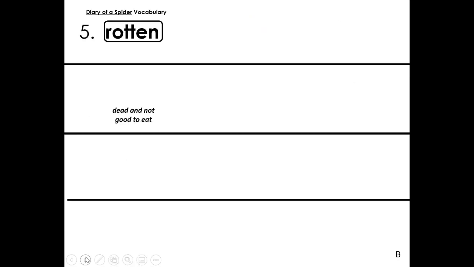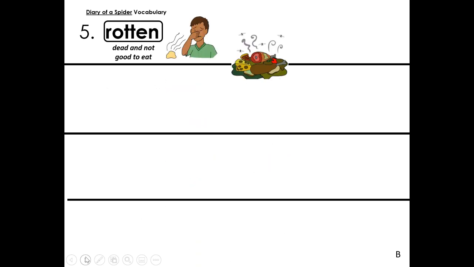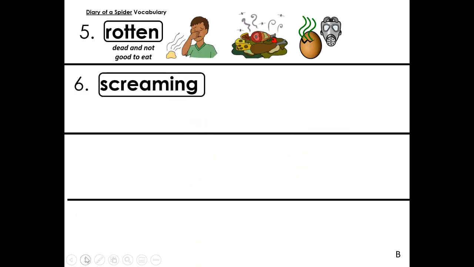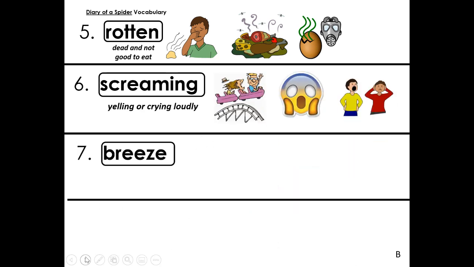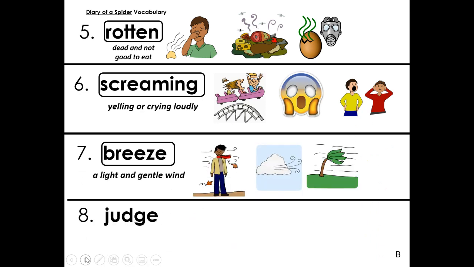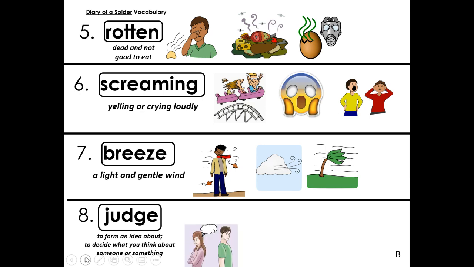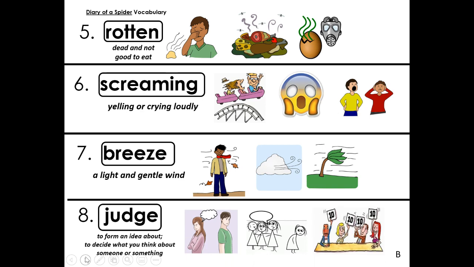Number 5, rotten, dead and not good to eat. Number 6, screaming, yelling or crying loudly. Number 7, breeze, a light and gentle wind. Number 8, judge, to form an idea about, to decide what you think about someone or something. So there's the word decide or judge. So if you need to, push pause if you still are writing all these words and coming up with synonyms, or you want these for a quick sketch idea.